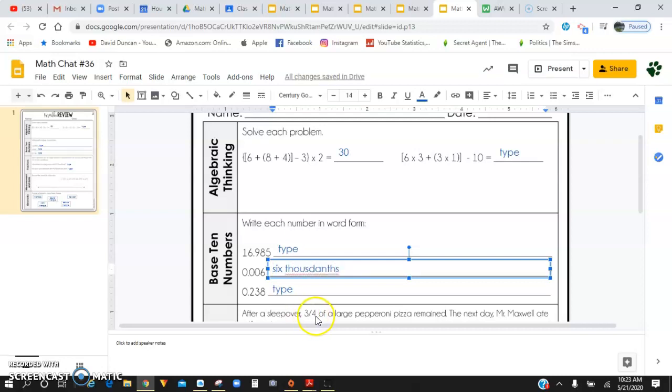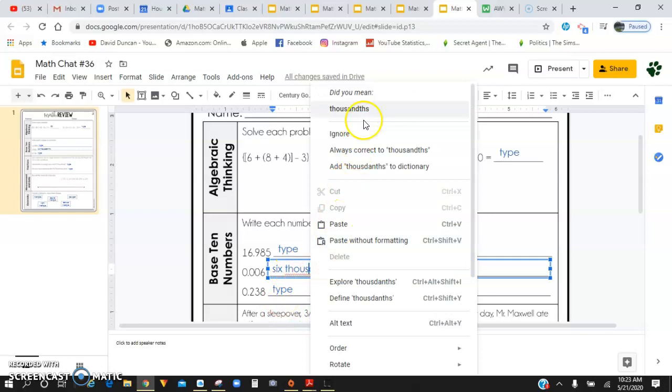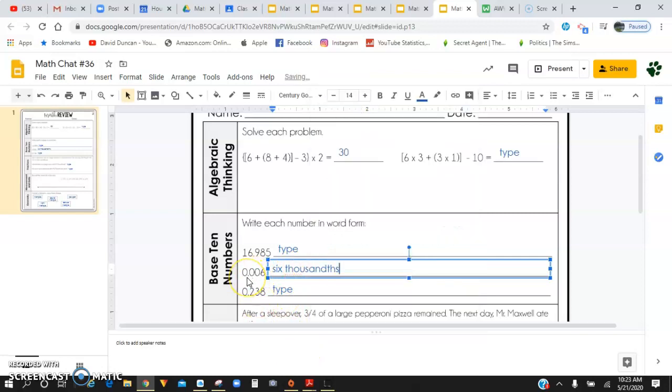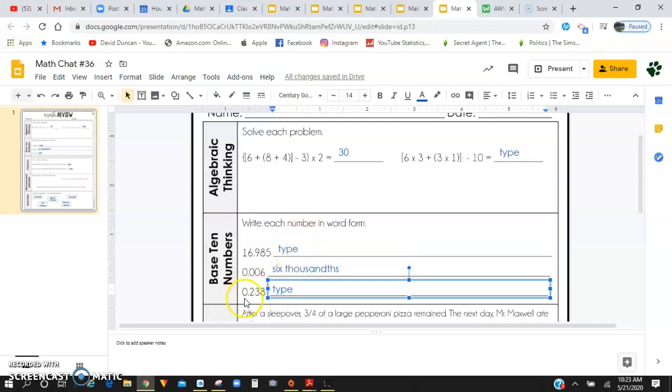Okay. Remember, wherever you see a decimal, that's the word and. So right here you have a decimal in between some digits, so you're going to want to include the word and. Down here you're not going to want to include the word and because there is no digit before the decimal that affects the value of it.